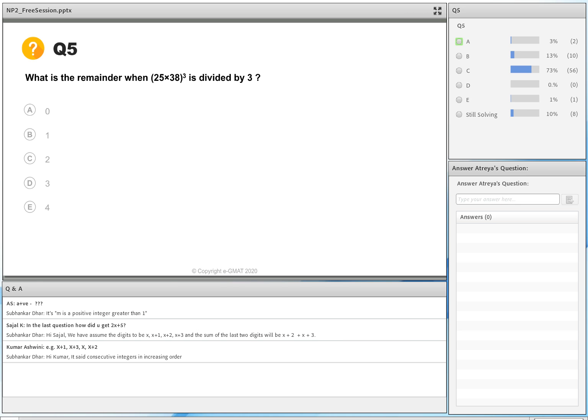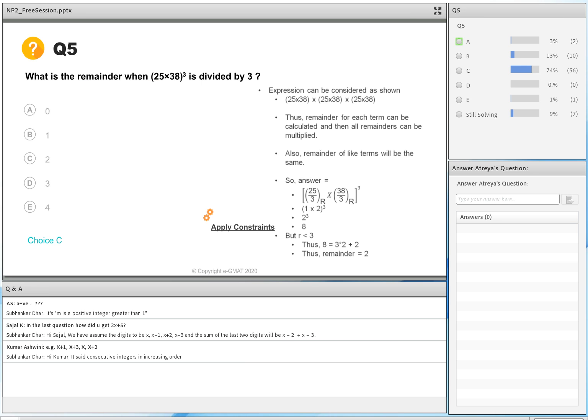Now, the question asks me what is the remainder when (25 times 38) whole to the power 3 is divided by 3? Again, we do the same thing, we divide, right? So the expression can be written as 25 times 38 times 25 times 38 times 25 times 38, because I have an exponent which is equal to 3. Now let's calculate the remainder for each term.